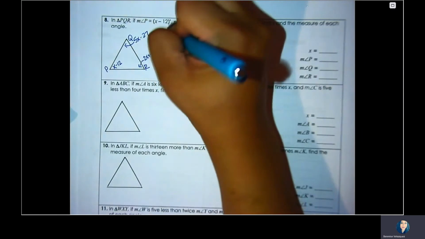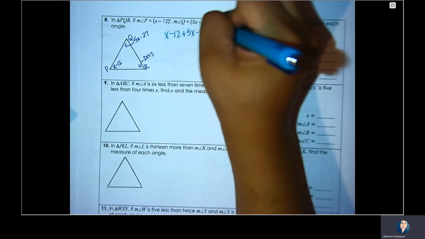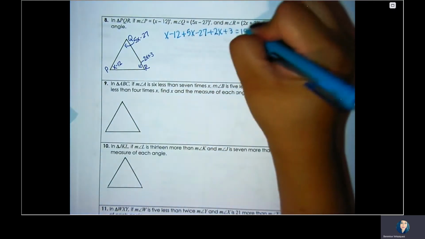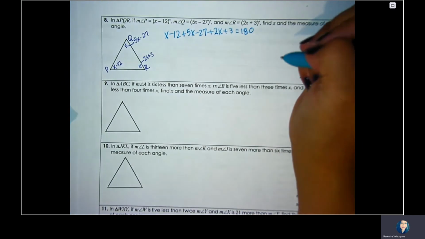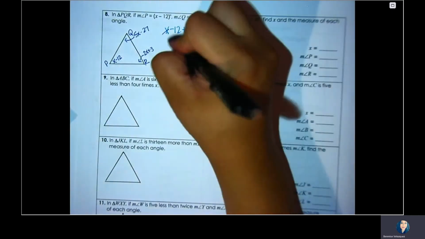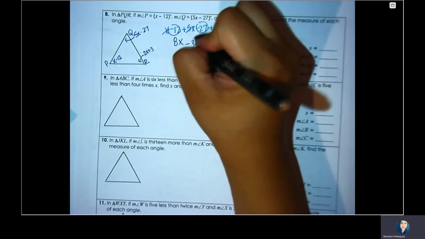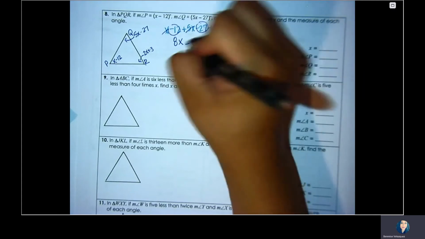So this is x minus 12 plus 5x minus 27 plus 2x plus 3. If you haven't caught on, I'm adding all 3 corners together and setting them equal to 180 because this is a triangle and they always equal 180. That was the first theorem we learned. Okay, combine your like terms and get your answer. So 5 and 1x is going to be 6, 7, 8. So 8x. And then now I'm going to combine my numbers. So negative 12, negative 27, positive 3. That's going to give me negative 36, all equal to 180.